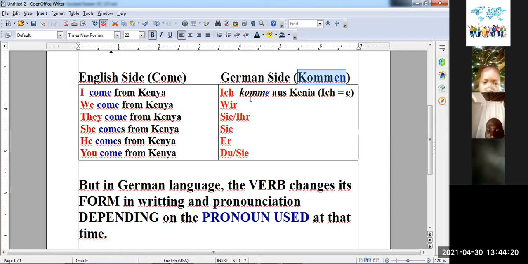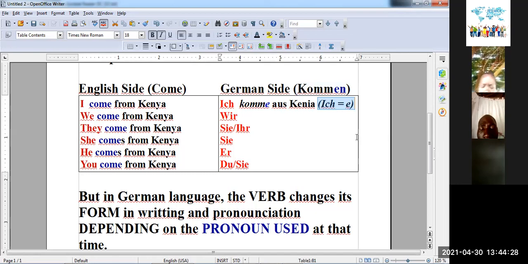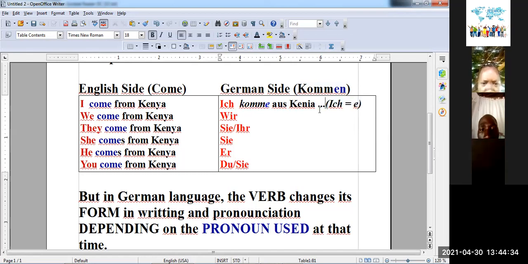So, ich, this is your first formula. When you use ich anywhere in a sentence or in a paragraph, whenever you see ich, just know that the verb is going to end with the letter E. We are going to conjugate it.